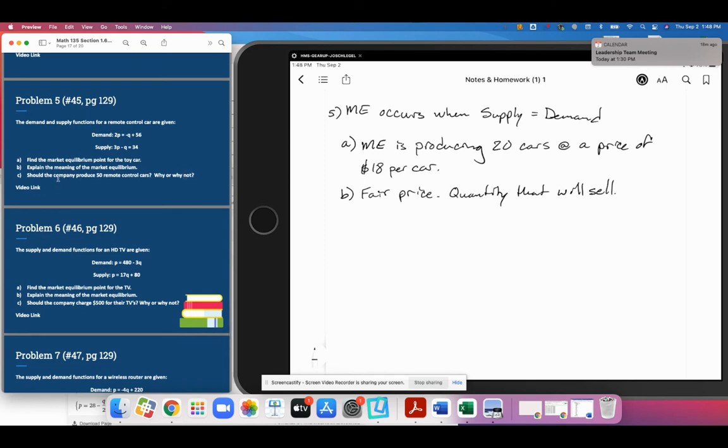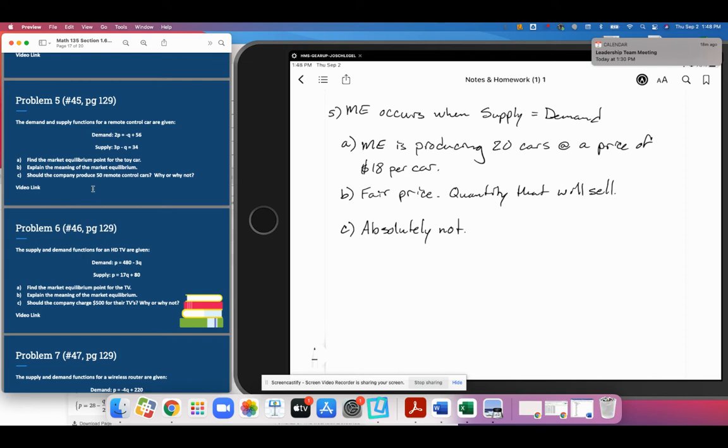And so that leads us to part C, everyone. Should the company produce 50 remote control cars, why or why not? The answer is absolutely not. The lesson here is more is not always better.